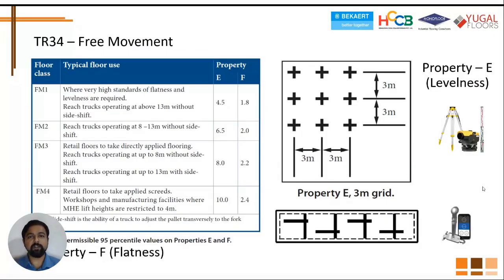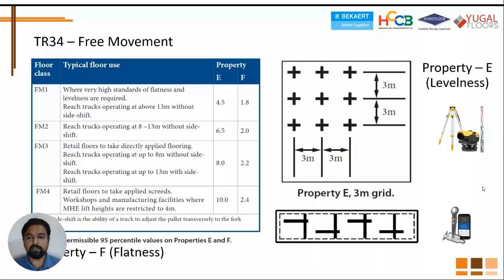Just to give you a snapshot of what TR34 talks about, the term FM2 that's commonly heard by many of us comes from here. TR34 says that depending on the height of racks, you need certain tolerances in both flatness and levelness. TR34 classified flatness as the distance between consecutive 300 millimeter points, and levelness as the difference in level between points 3 meters apart. So 300 millimeters and 3 meters are the two data points that TR34 specifies, and the differences between different categories of these floors are given here in the table.